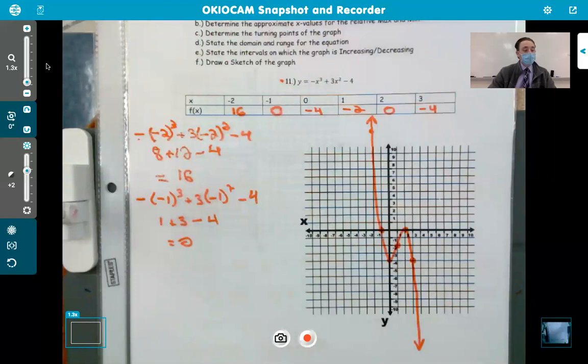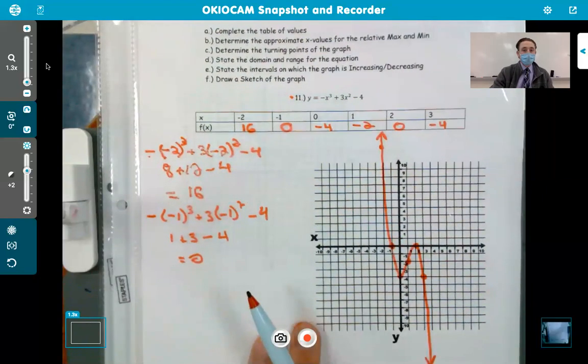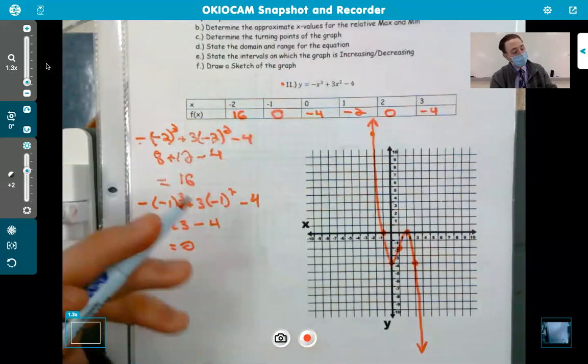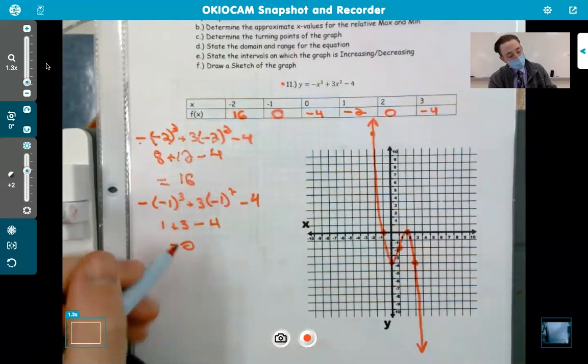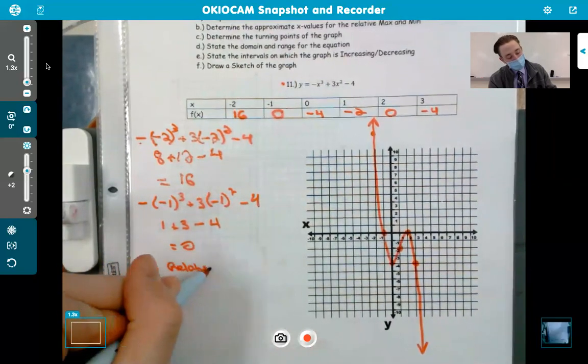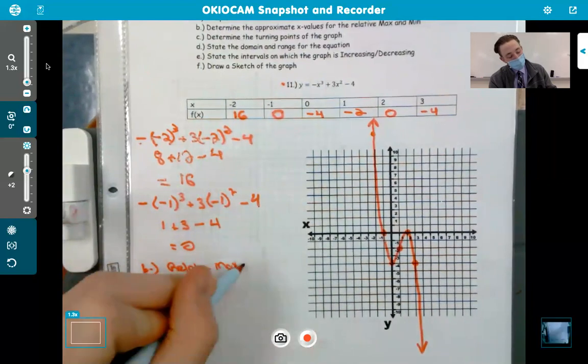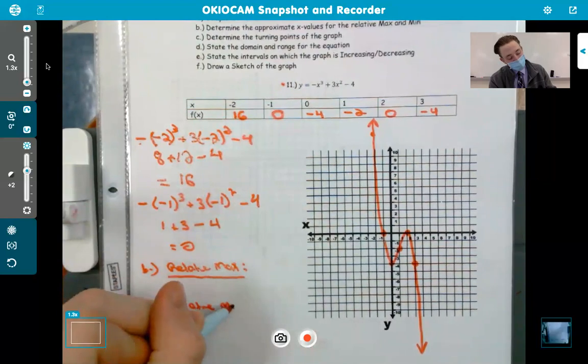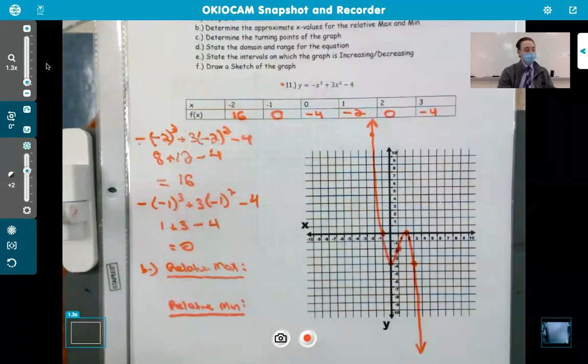Okay. Part B says, determine the approximate x values for the relative max and min. Something that you're going to see tomorrow, okay? So part B says find the relative max and the relative min. Well, there's two ways that we can go about this. First way is to maybe look at the graph and determine it from there. The second way is to look at our table.